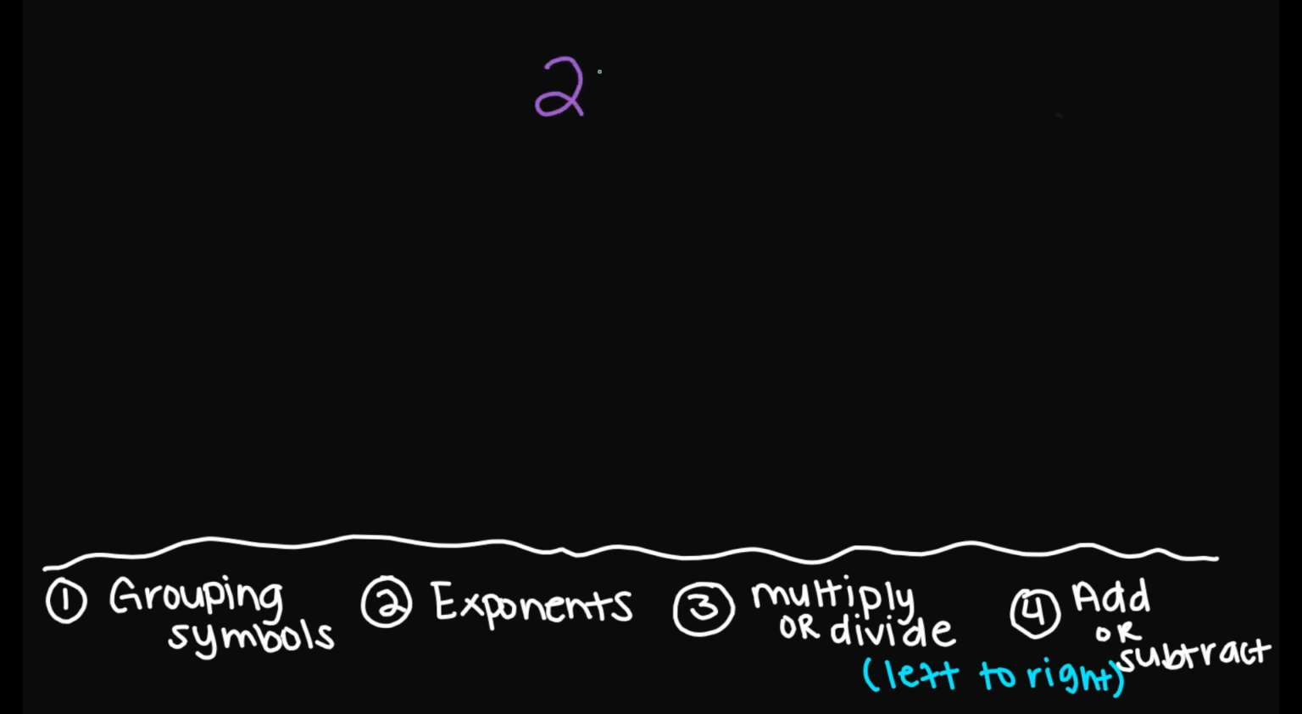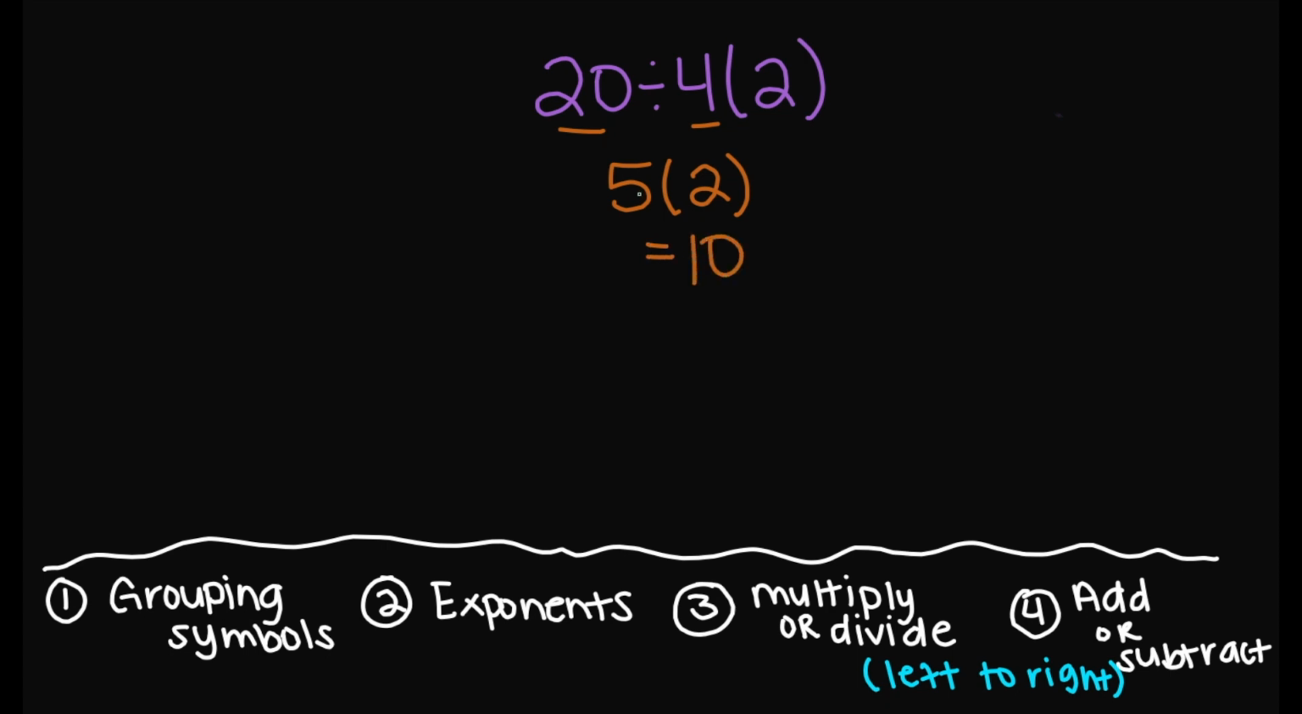What if you had 20 divided by 4, and then times 2 in parentheses? So for this example here, notice I have multiplication and I also have division. Since I only have multiplication and division, I'm just going to go ahead and solve from left to right. So I have 20 divided by 4, this is going to equal 5, and then times 2 in parentheses, this is going to equal 10, because this is 5 times 2, and that equals 10.